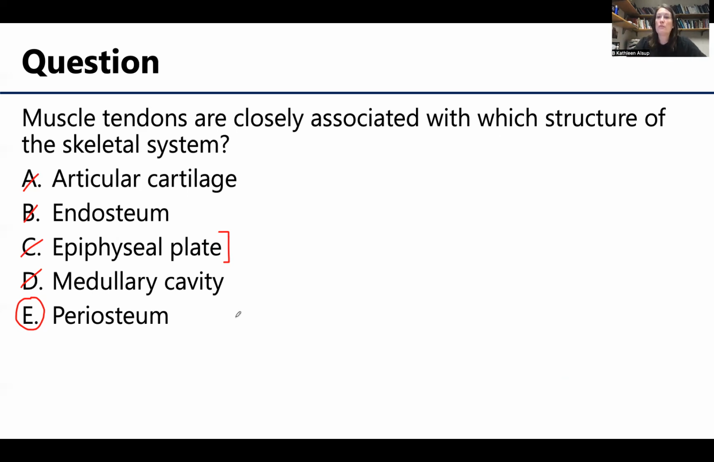Okay, excellent. So we have one more video in terms of the skeletal muscle basics, which are the different types of contraction, and then talking a little bit about prime movers and that type of stuff.